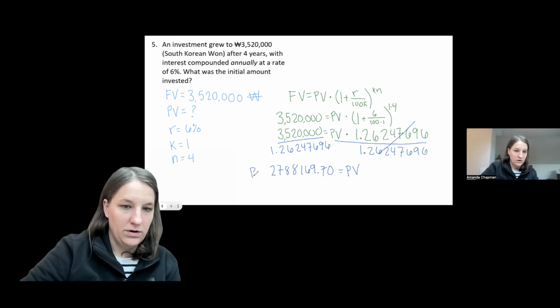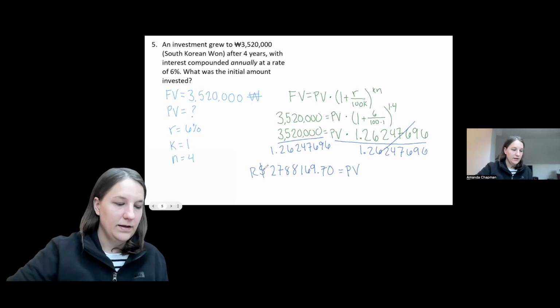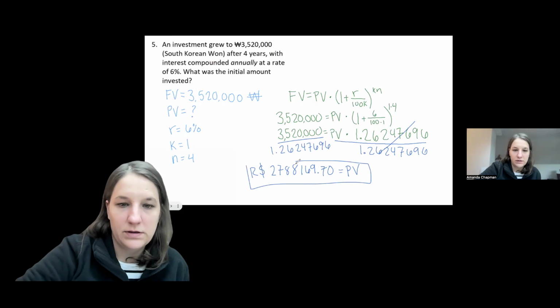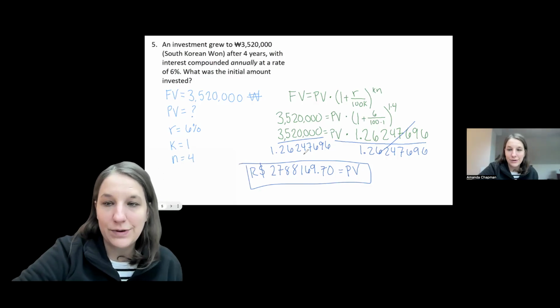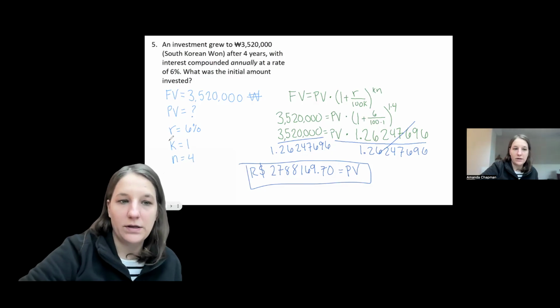Our dollar sign. There we go. Okay, so there's my total amount. And again, I didn't actually write this whole amount down. I just did divided by the second answer in my calculator.